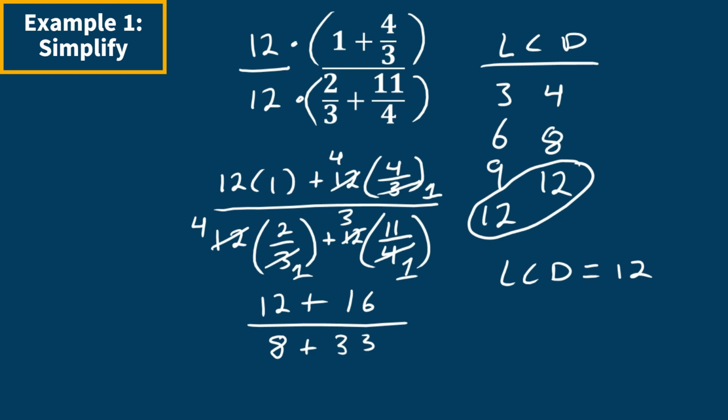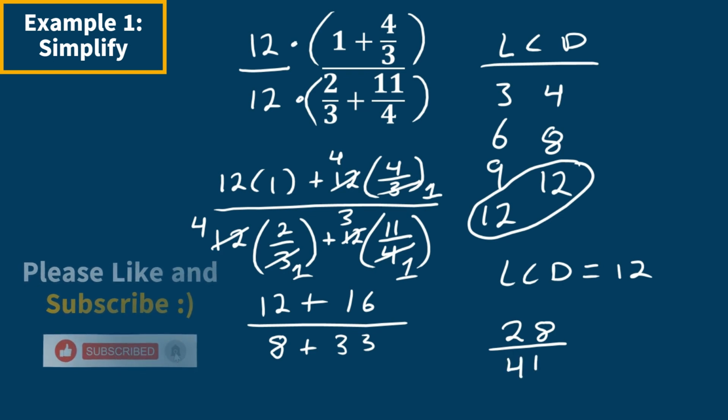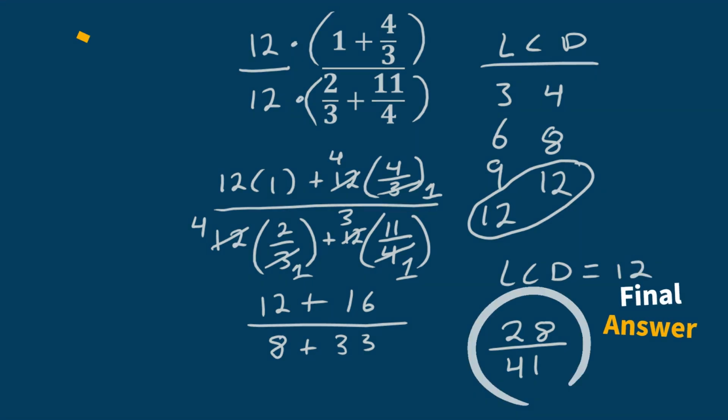So 12 plus 16 is going to give us 28, and 8 plus 33 is going to give us 41. Since we can't simplify any further, this is going to be our final answer.